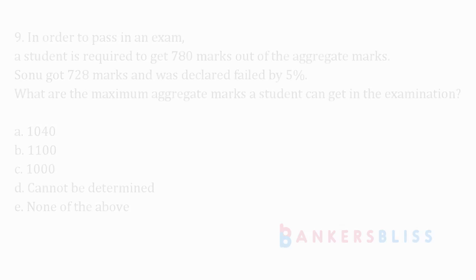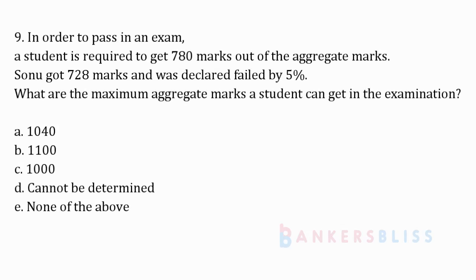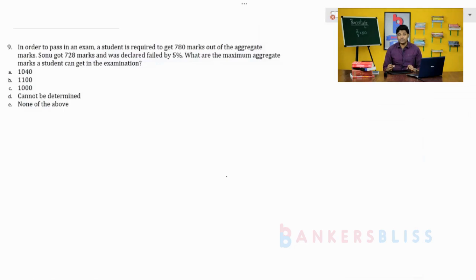Okay, next, let's go to problem number 9. In order to pass in an exam, a student is required to get 780 marks out of the aggregate marks. Sonu got 728 marks and was declared failed by 5%. What is the maximum aggregate marks a student can get in the exam? See, these types of questions you can definitely expect in your bank exam. Very, very important type of questions.